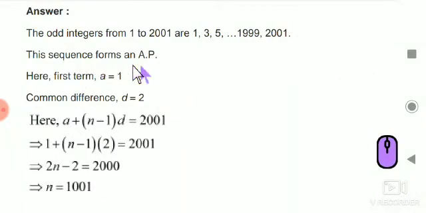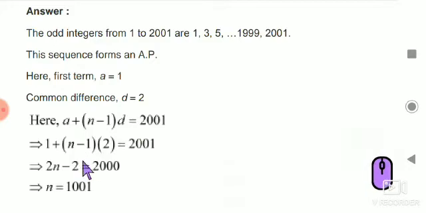This sequence forms an AP because the first term is a is equal to 1. The common difference of any two terms always remains constant, that is 2. Therefore, this progression is called an arithmetic progression. Here the first term is 1. The common difference of any two terms is 2, which remains constant. And the last term of this sequence is 2001. Therefore, tn is 2001 and it is given by the formula a plus n minus 1 into d.